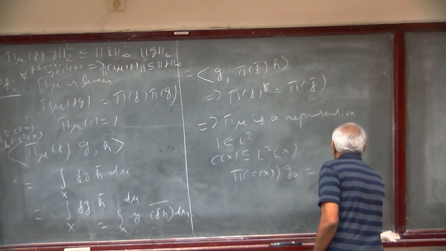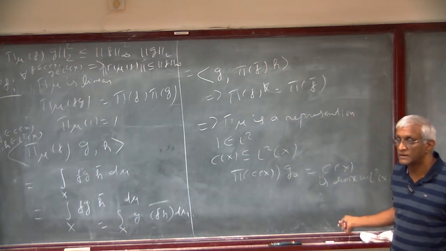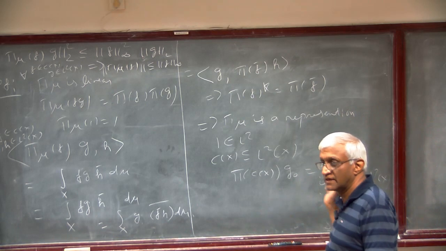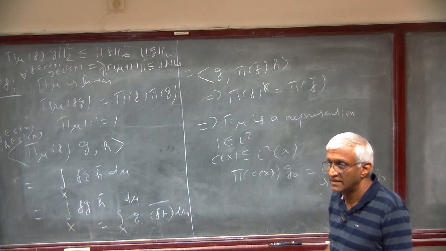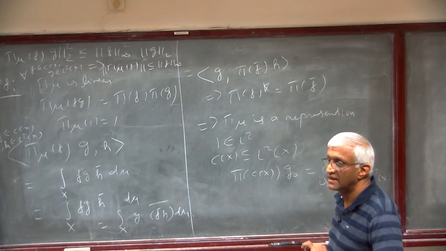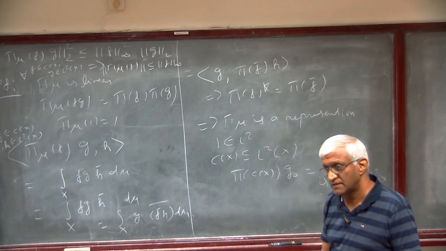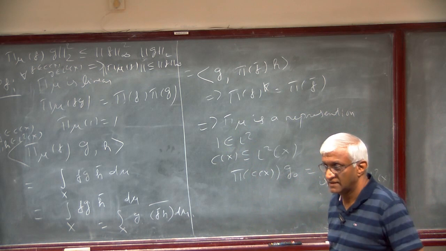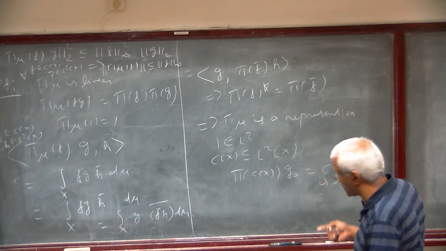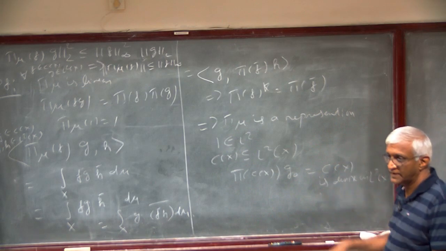But this is dense in L². Do you know this? Was it proved? C(X) is dense in L² if X is compact. Dense in all L^p except L^∞, except p equal to infinity. It's dense in all these Banach spaces. You know this. You know the proof. One has to go through the regularity of the measure.